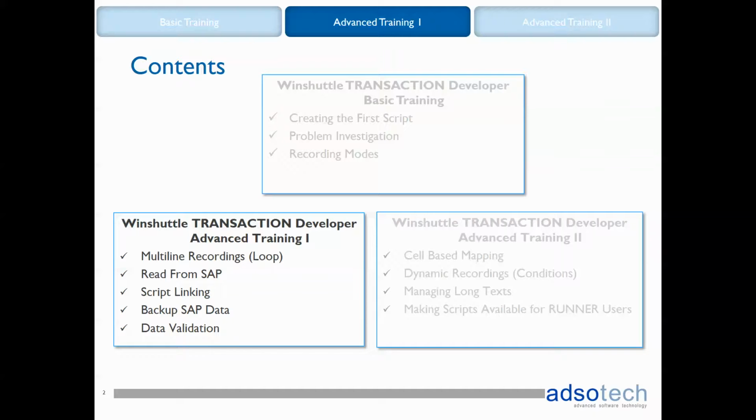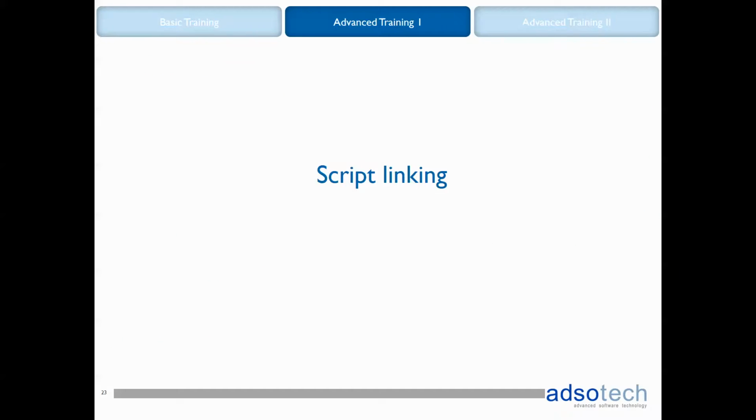We are now in the Advanced 1 training package, which includes multi-line recordings, reading from SAP, script linking, taking backups, and data validation. This is the third part of that package, and we'll go through how to link scripts together and run a chain of SAP actions. Let's dive in.